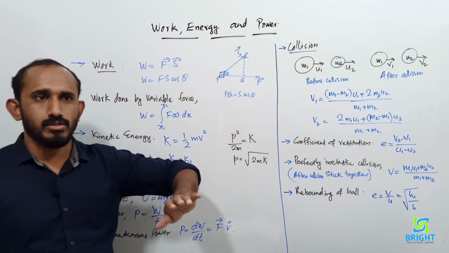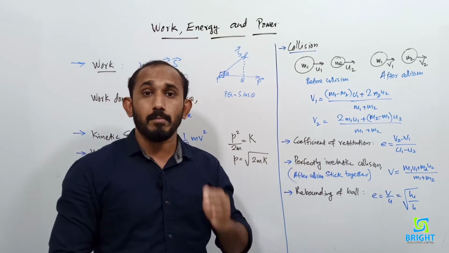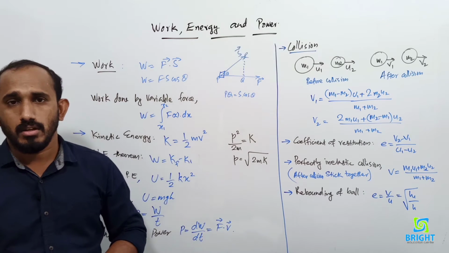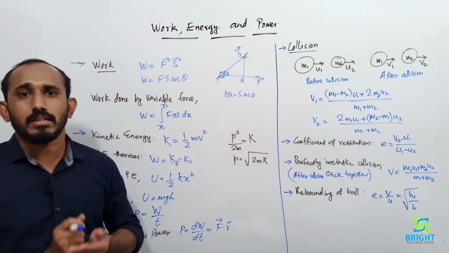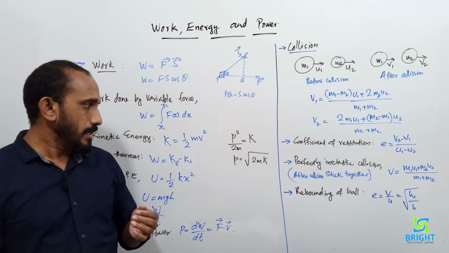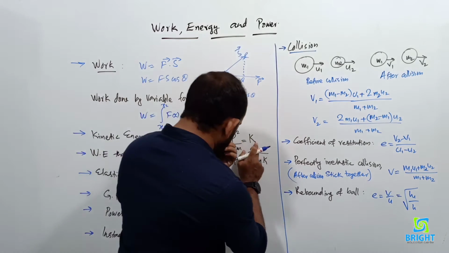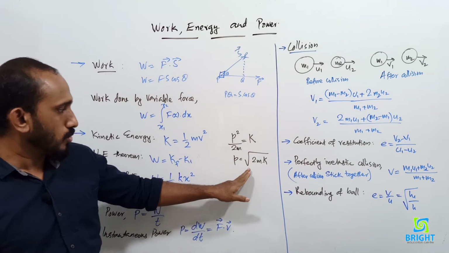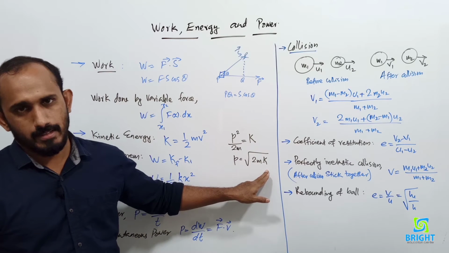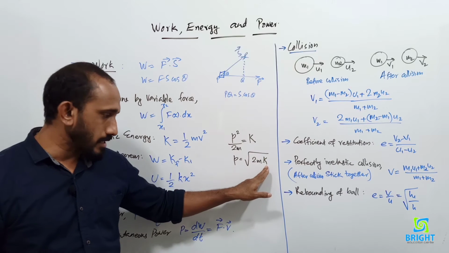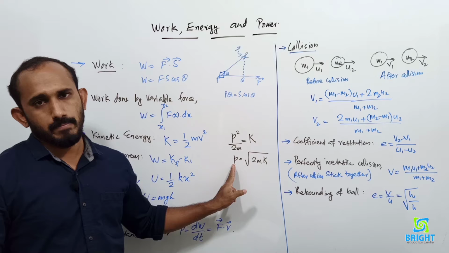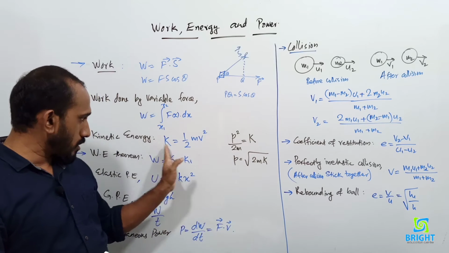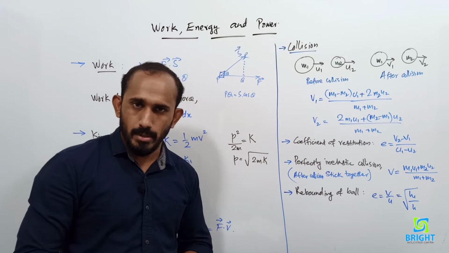So if momentum increases by some percentage, what will be the percentage increase in kinetic energy? Or if momentum is doubled, what will happen to kinetic energy? A question like this can come. So there you have to link momentum and kinetic energy. Momentum p is equal to root of 2mK. You can use it, where K is the kinetic energy, m is the mass of the body, and p is the linear momentum. Okay, so I hope you got this link between kinetic energy and momentum.